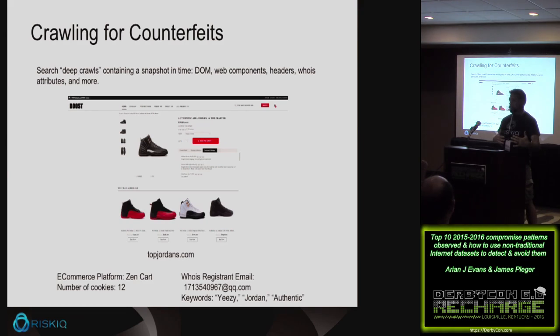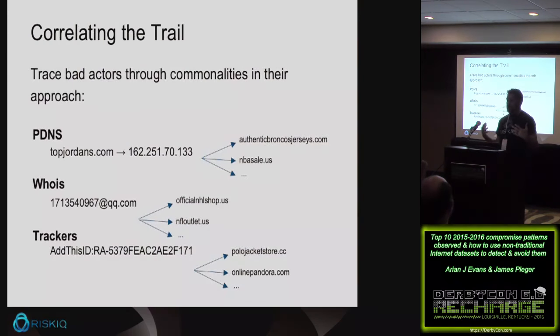And we start mapping out, and we find some properties that are technology under the hood. So starting with this top Jordan's site, which is an impersonation site, we're capturing the DOM, all the web components, the headers. This adversary favors the Zencart platform. There's 12 different cookies. Those cookies map to some trackers the adversary uses. We have whois registration and some common keywords. We were able to break this out and go out, and we found literally thousands and thousands of associated sites over this multi-year history. So this adversary is a professional counterfeiter, and they're constantly expanding out and using new things.